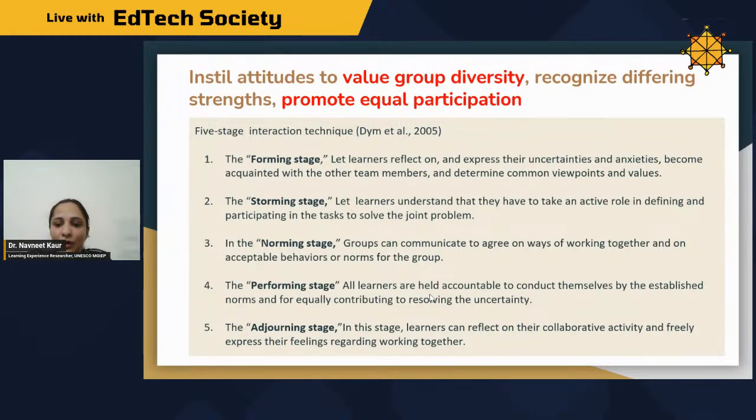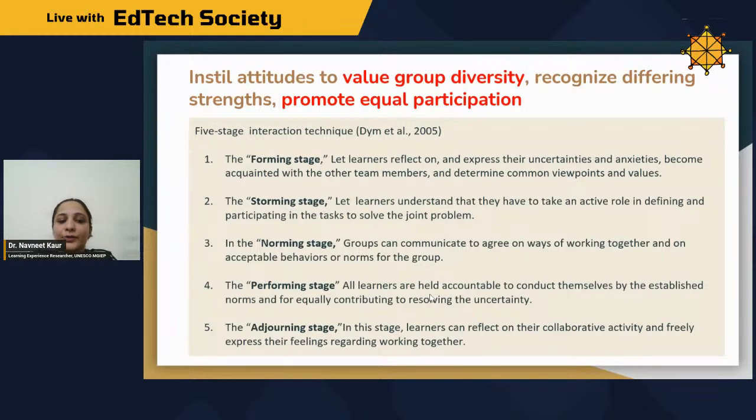So they make some norms and rules, and you have to monitor them so that they align with the principles: that equal participation is happening, all the diversity is being valued and respected, and the different strengths of different students are being leveraged. So you have to see what kind of norms the students are making during the norming stage.